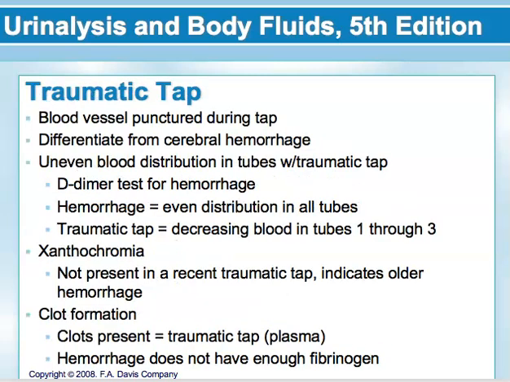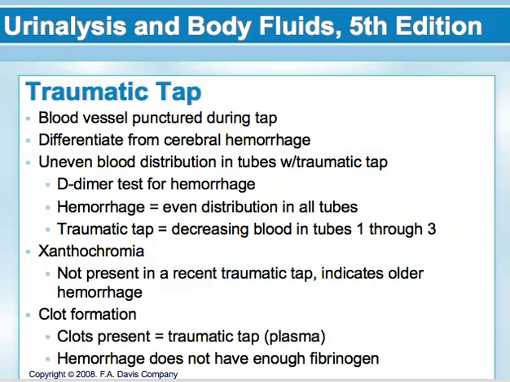Okay, a traumatic tap. If you receive a bloody CSF in the lab, the blood in the sample could be due to an actual intracranial hemorrhage, or bleeding in the brain, or it could be due to what is referred to as a traumatic tap, which happens when the blood vessels are punctured during the spinal tap procedure. So how can you tell which is which?